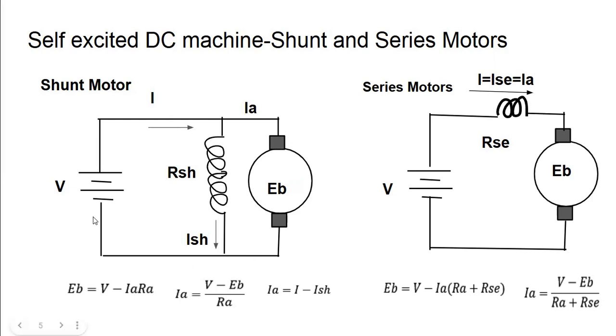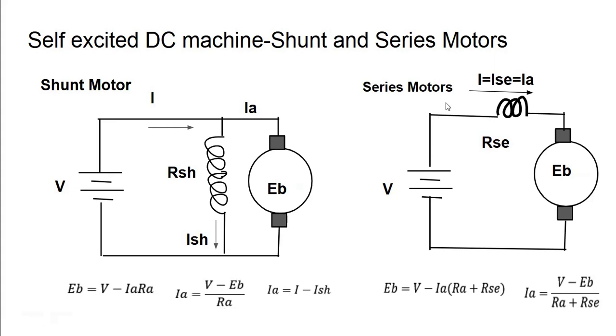So this is the shunt motor equivalent circuit. For this shunt motor, we can write the equation EB equal to V minus IA RA by applying the KVL equation within this armature loop. And IA can be written as (V minus EB) by RA, where RA is the armature resistance. We can also write the armature current as the difference between the total current coming out from the supply voltage minus the shunt field current. So IA can also be written as I minus ISH.